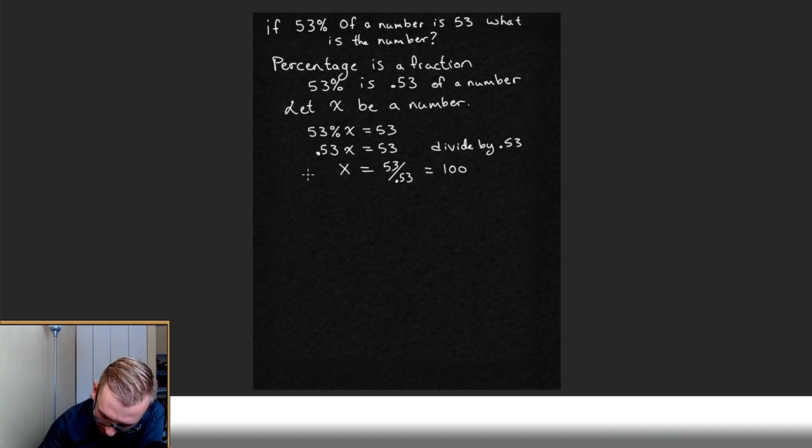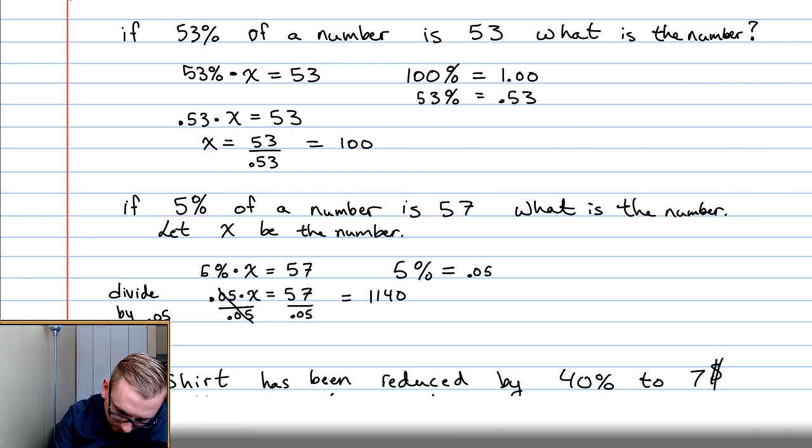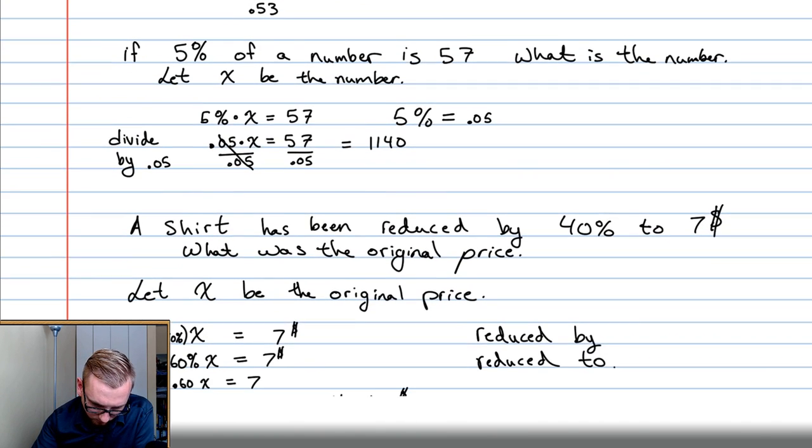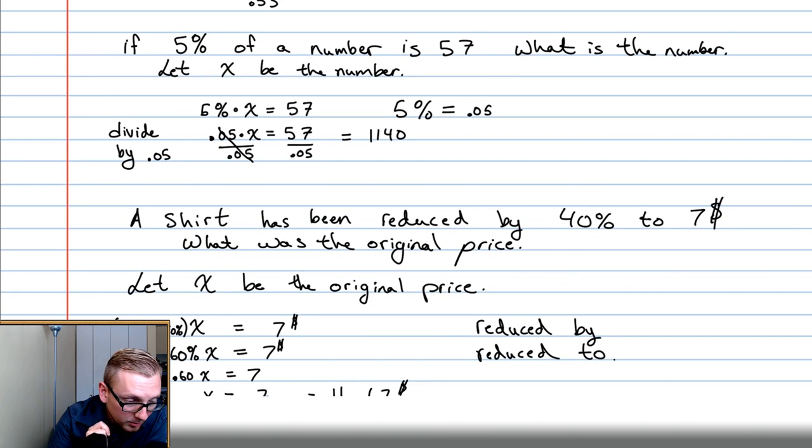Okay. Then we've got another one. 5% of a number is 57. What is the number?